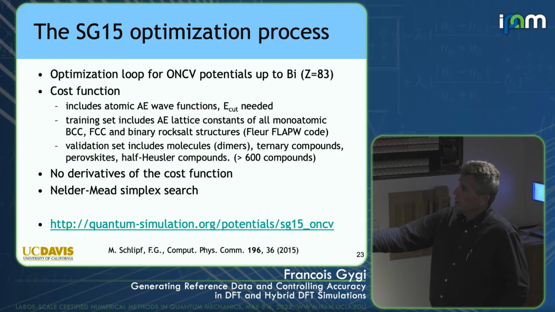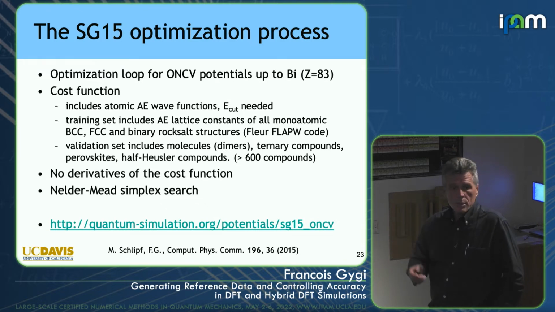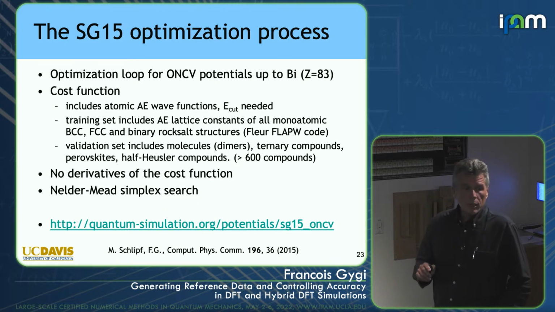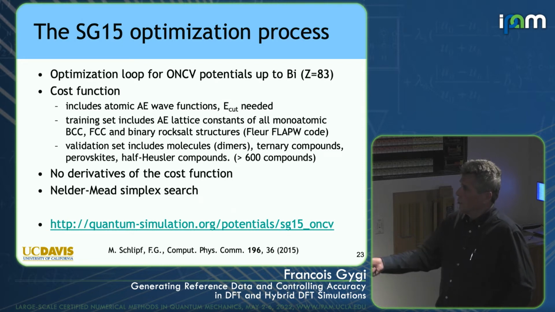Those were obtained with the FLAPW code called FLEUR. And we included all the body-centered cubic, face-centered cubic, and also some binary rock salt structures for all the elements that we considered. And we imposed that we had to reproduce these energy versus volume curves. And then we validated that on molecules, ternary compounds, perovskites, more exotic compounds, over 600 of them.